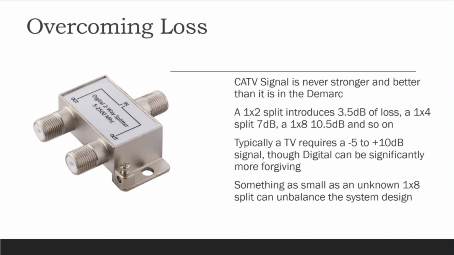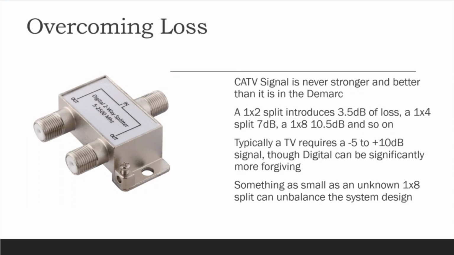It's never higher in quality, which is super important, than what it is at that demarc. Every time you amplify that signal, you're going to be reintroducing noise. Every time that you have to manipulate that signal in any way, shape, or form, you're making a slight degradation to the quality of your TV signal.